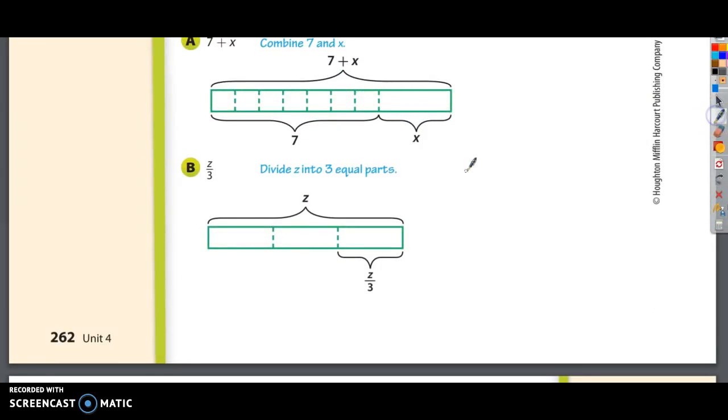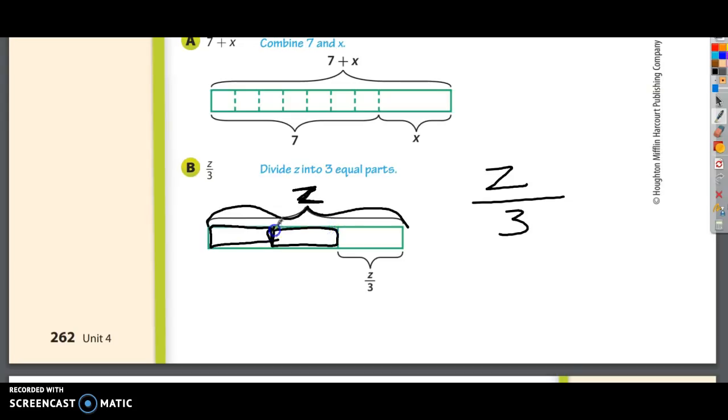Z over 3. What does z over 3 mean? Z over 3 means z is the total and is being divided into 3 chunks. So if this whole model right here is called z, then what we need to do is split that into 3 sections. And each of those sections would be z after it had been divided 3 times. So each chunk there is z divided by 3.